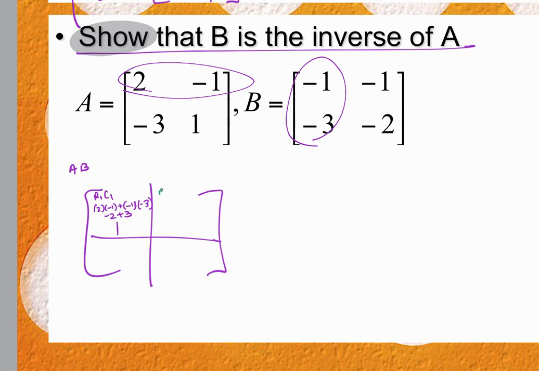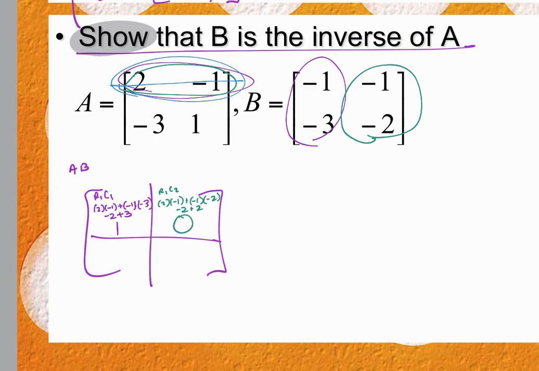Then I go row 1, column 2. Row 1, but now I want column 2. 2 times negative 1 plus negative 1 times negative 2. Negative 2 plus 2, which is 0. Now I'm done with row 1. I did row 1, column 2, so this one and this one, 2 times negative 1 and negative 1 times negative 2.